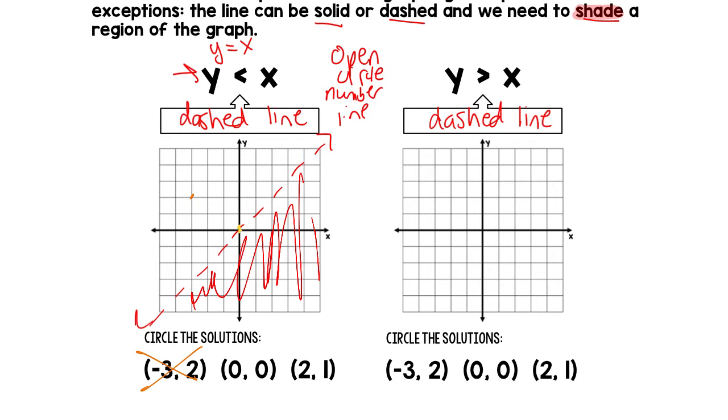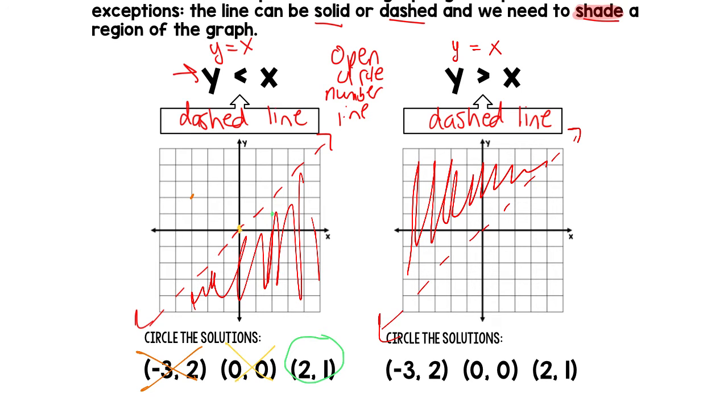0, 0, right there. The line is dashed, so 0, 0 is not a solution. 2, 1, right? 2, up 1. Definitely in the shaded zone. 2, 1 is a solution. Let's do the same thing for Y is greater than X. We're going to think about graphing Y equals X again. So whatever Y equals, X also equals it. It's a dashed line because there's no equals in our inequality. And it's greater than. Y is greater than X, so we'll shade above the line.